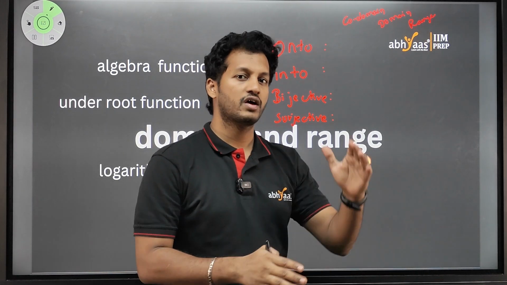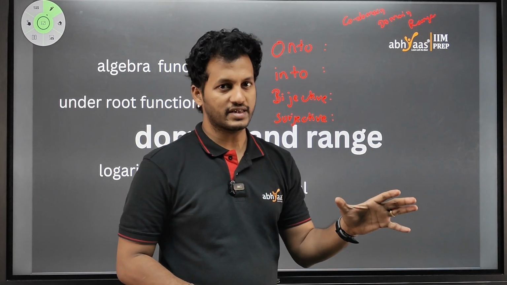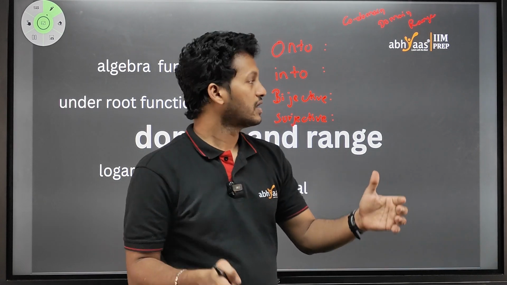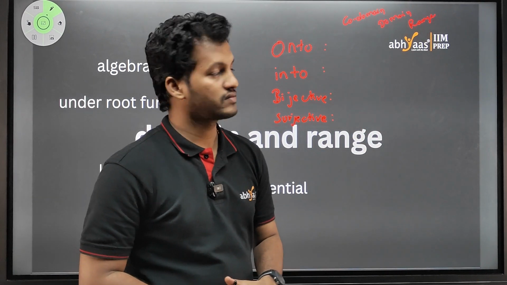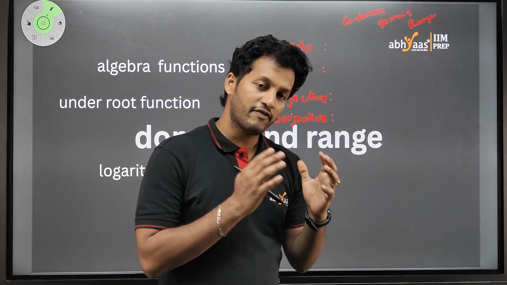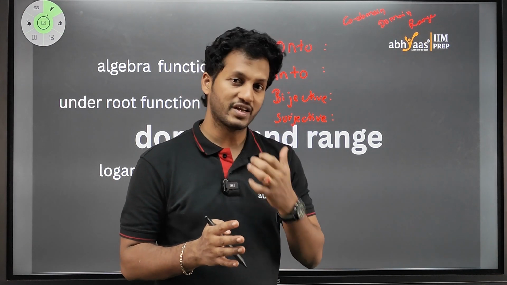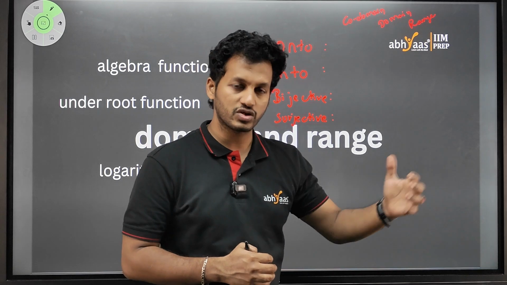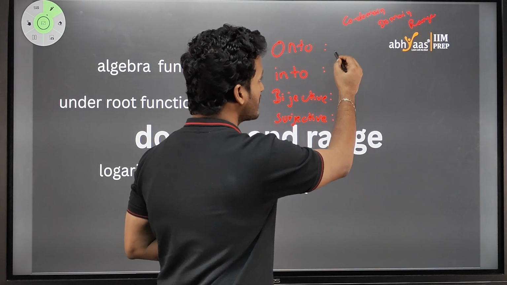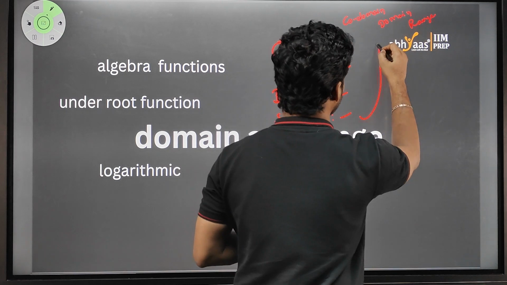But what if all the elements in the range were equal to the codomain? What if that is the case? That type of function is called what? And similarly, the domain is equal to the codomain. That means every element in the domain has an image in the codomain. What is that case? So these things differ only in these ways.